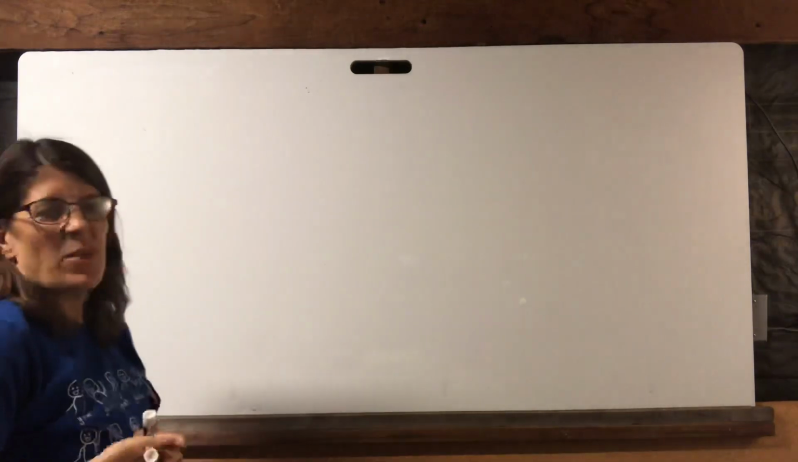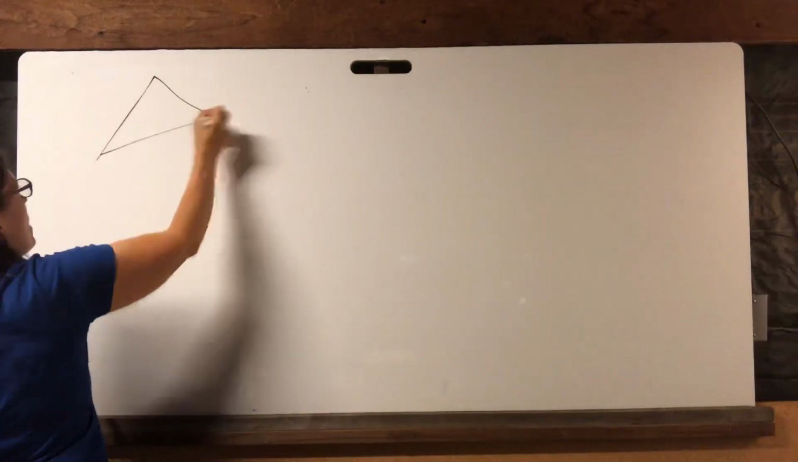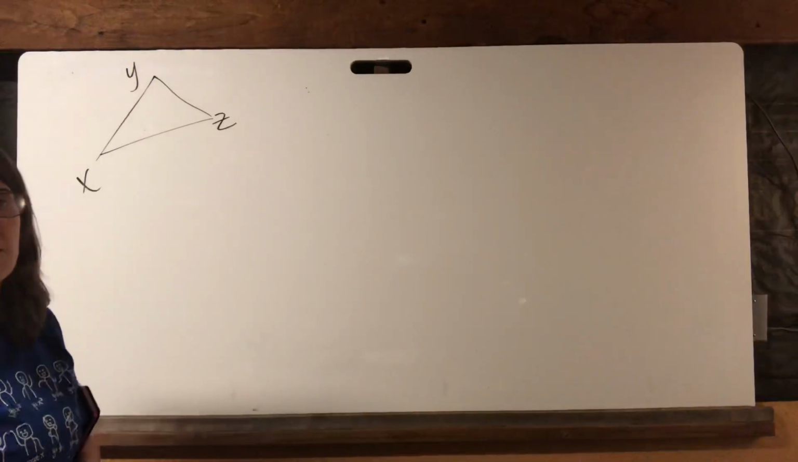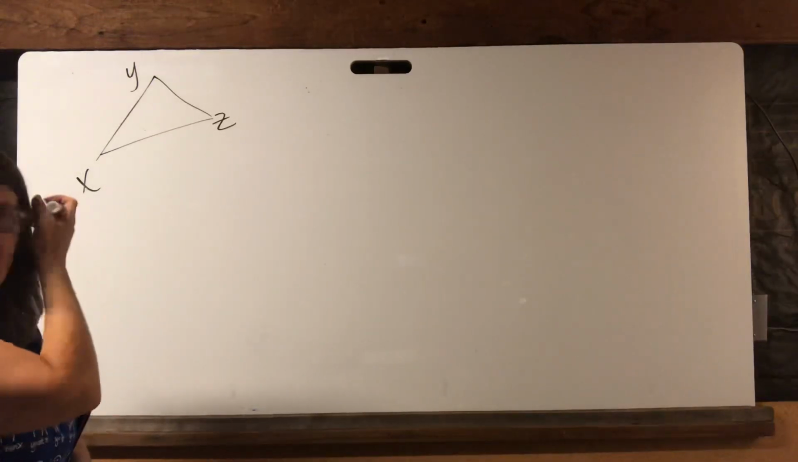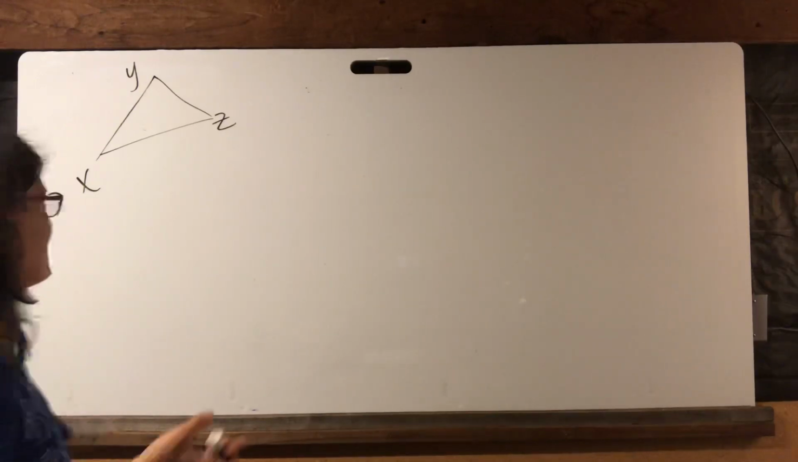Your book uses XYZ, so I guess I'll use XYZ. None of my triangles are drawn to scale. You don't need to use a protractor and draw yours to scale unless you like to do that and you're bored and you want to make your math homework look perfect.